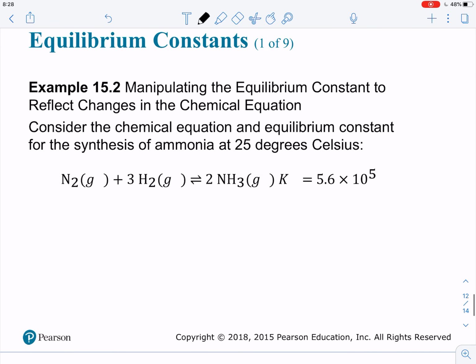So how about this? We have this reaction. This is our constant, right? Let's change color here. So K is equal to 5.6 times 10 to the power of 5. We have this reaction, and we want to calculate what is the constant for this reaction.